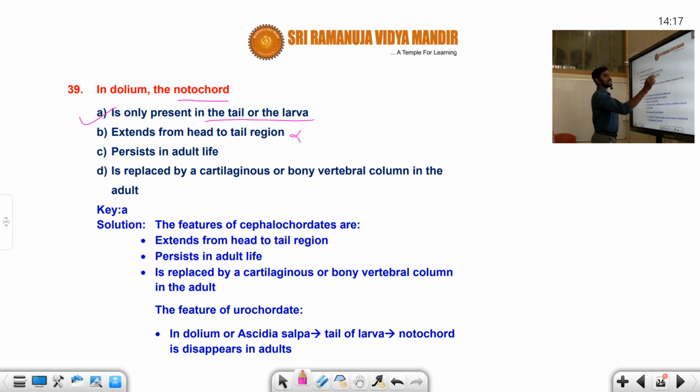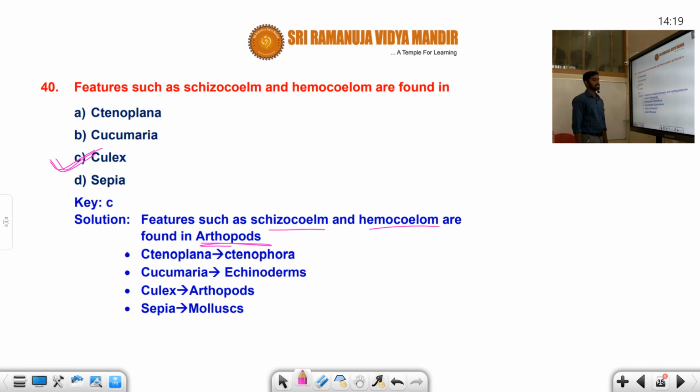Next, 40. The features of schizocoelom and haemocoelom are found in, option is Culex. These are body cavities found in Arthropoda. The answer is Culex. Culex is a mosquito belonging to Arthropoda. Ctenoplana, Ctenophora, Cucumaria is Echinodermata, Culex is Arthropoda, Sepia is Mollusca. So the features of schizocoelom are present in Culex. 40 is C, the correct answer.